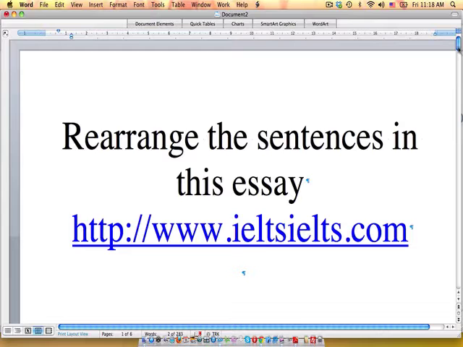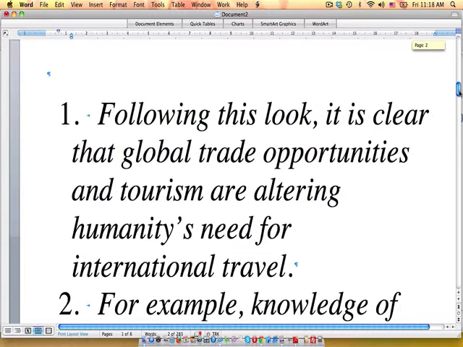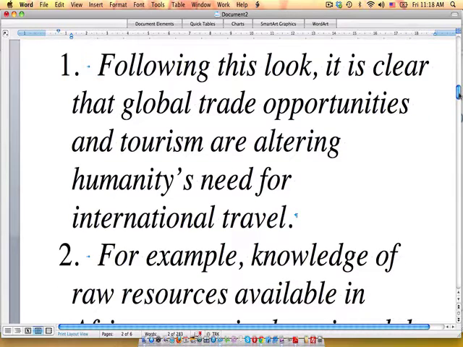So these sentences are out of order. There are 14 sentences in total. And I'm not going to read each and every one of the sentences, but rather I'm just going to look at the cohesive phrases that appear at the beginning of them. And just by looking at those phrases, we will get an idea for where these sentences should appear in the final essay.